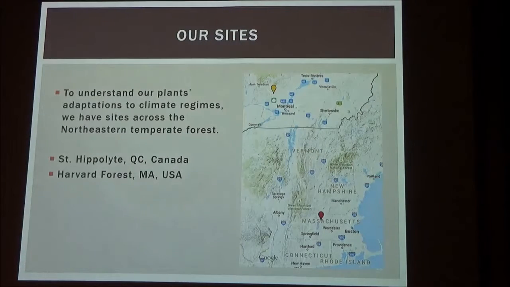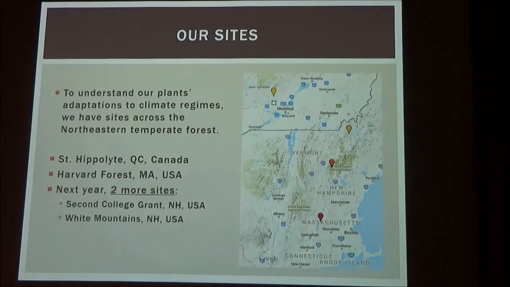And for this reason, our lab uses experimental methods as well as observational methods. So we have a couple of sites that we use to understand our plants' adaptation to climate regimes. First of all, Harvard Forest down here in Massachusetts, and also up an hour north of Montreal in St. Hippolyte, Canada. And starting next year, we'll be adding 2 more sites in the Second College Grant in New Hampshire, way up here in the northeast corner, and then also in the White Mountains. So we'll have 1 site at each latitude between here and Canada.